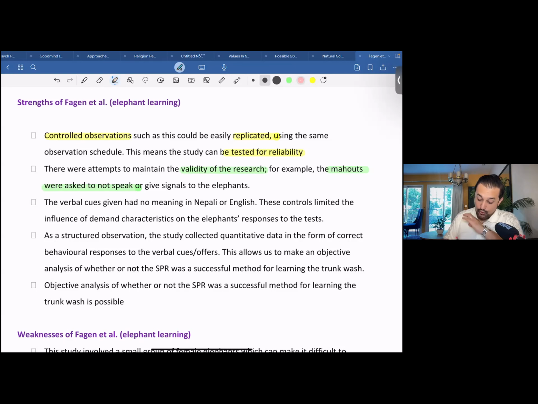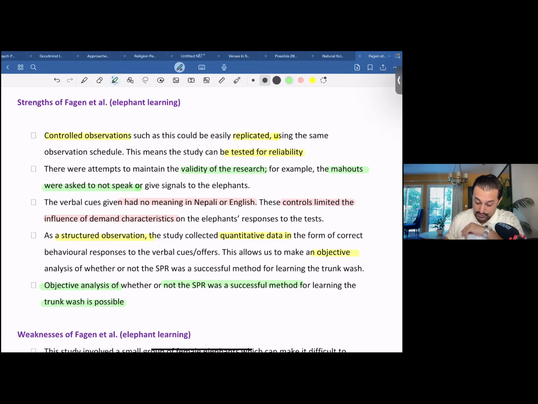The third advantage was the higher amount of controls used by the researchers, by not using words that had any meaning in Nepalese or English, which can keep the research away from any sort of demand characteristics affecting it. Number 4, there was a structured observation used, which led to quantitative data, which allowed for an objective analysis. Number 5, us knowing that an objective analysis is possible when it comes to testing the effectiveness of the SPR technique. I hope these advantages are well understood.